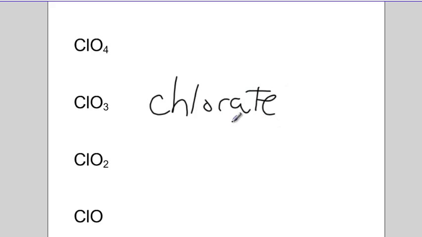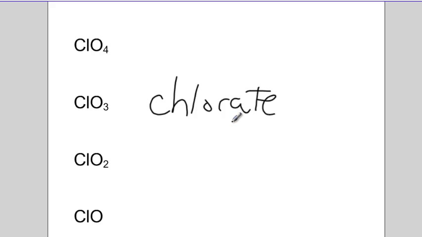These guys are a good example. A lot of the polyatomic ions are what they call oxyanions. That is, they have oxygen in them. And if they have oxygen in them, one of them ends in ATE. In this case, it's this one. It's chlorate. That ATE tells you there's oxygen in it.